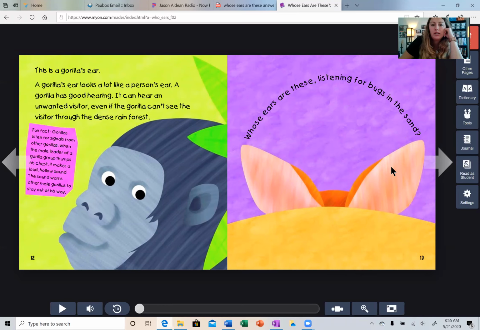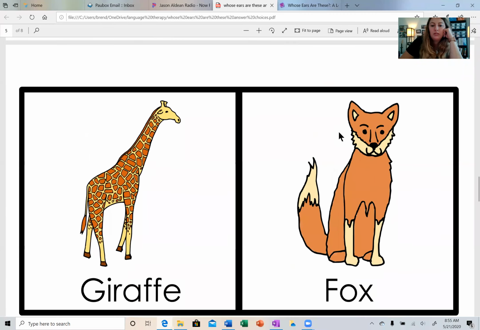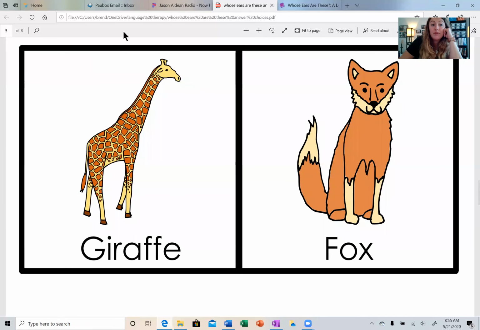Okay, let's see. Okay. So whose ears do you think those could belong to? Do you think they could belong to a giraffe? Or a fox? What do we think? So there are pointy ears at the top of the head. The animal's orange. And it listens for bugs in the sand.